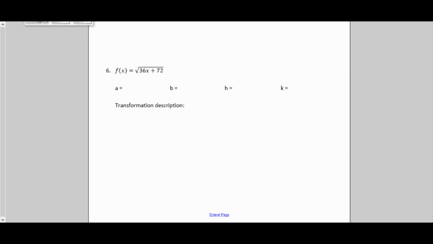So let's do another one. So again, we could write this as y equals the square root of 36x plus 72. Notice those are both divisible by 36. So I could rewrite this as the square root of 36 times (x plus 2), because 72 divided by 36 is 2. So if I redistribute this, I'd get 36x plus 72.